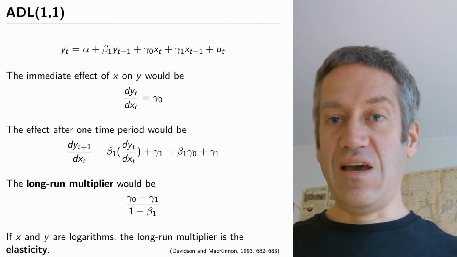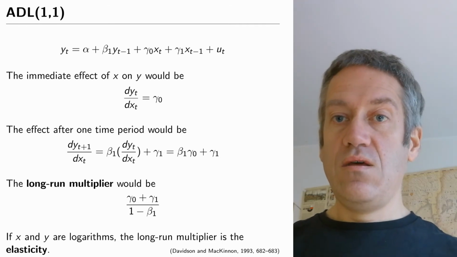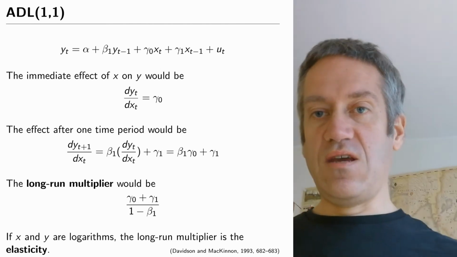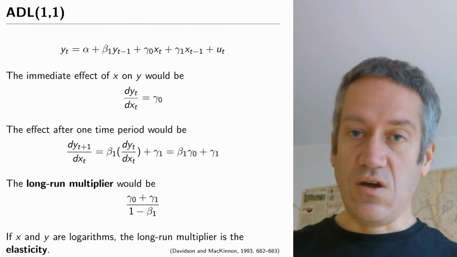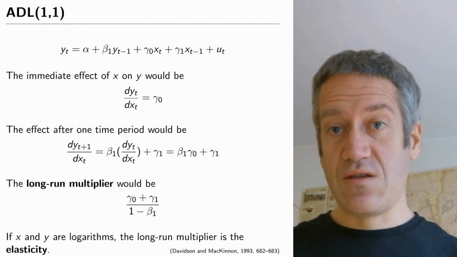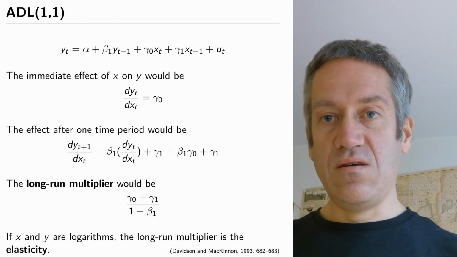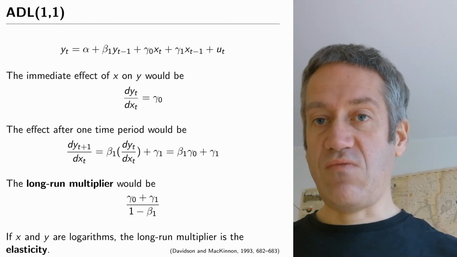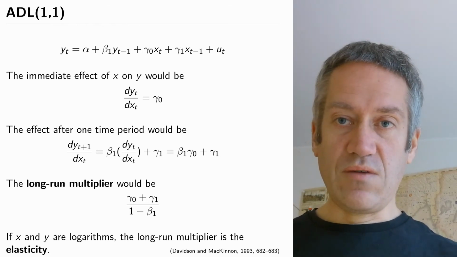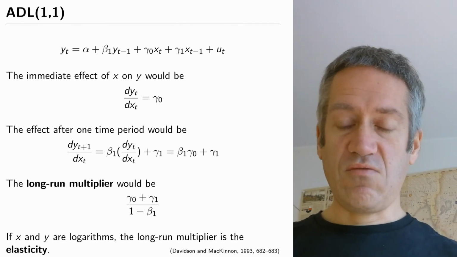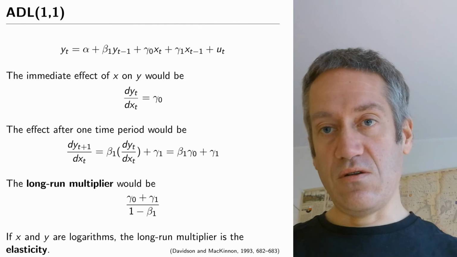So what is the level of change in y over a very long time period given an immediate change in x? And in economics, when both are measured in logarithms, this tends to be referred to as the elasticity. So when you see in an econometric text reference to elasticity, they are talking about this long-term time series adjustment for a change in a log variable on another log variable.